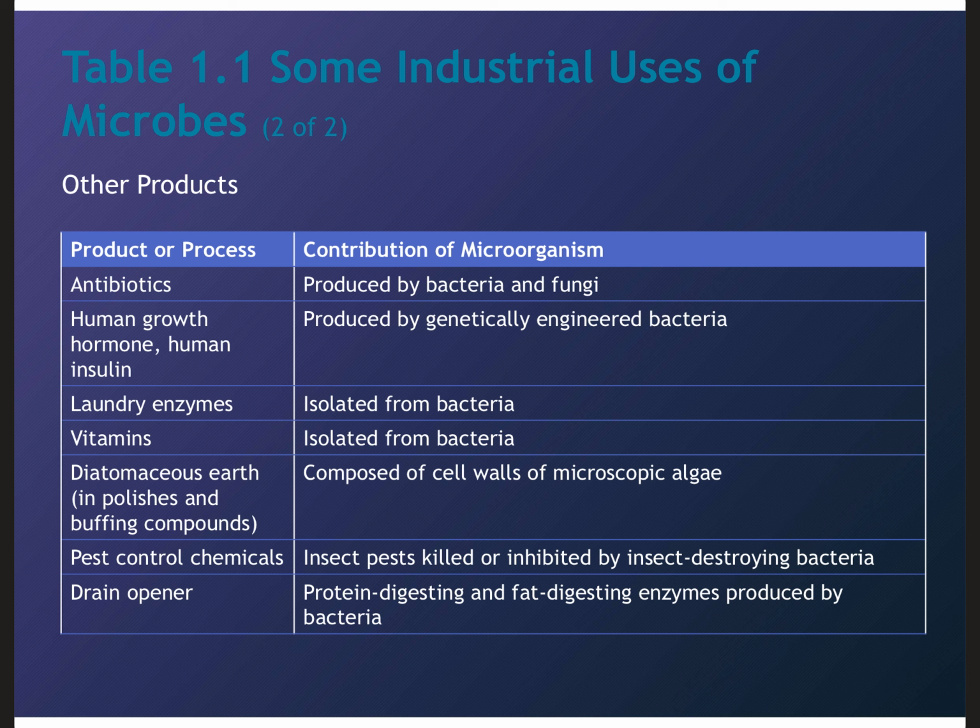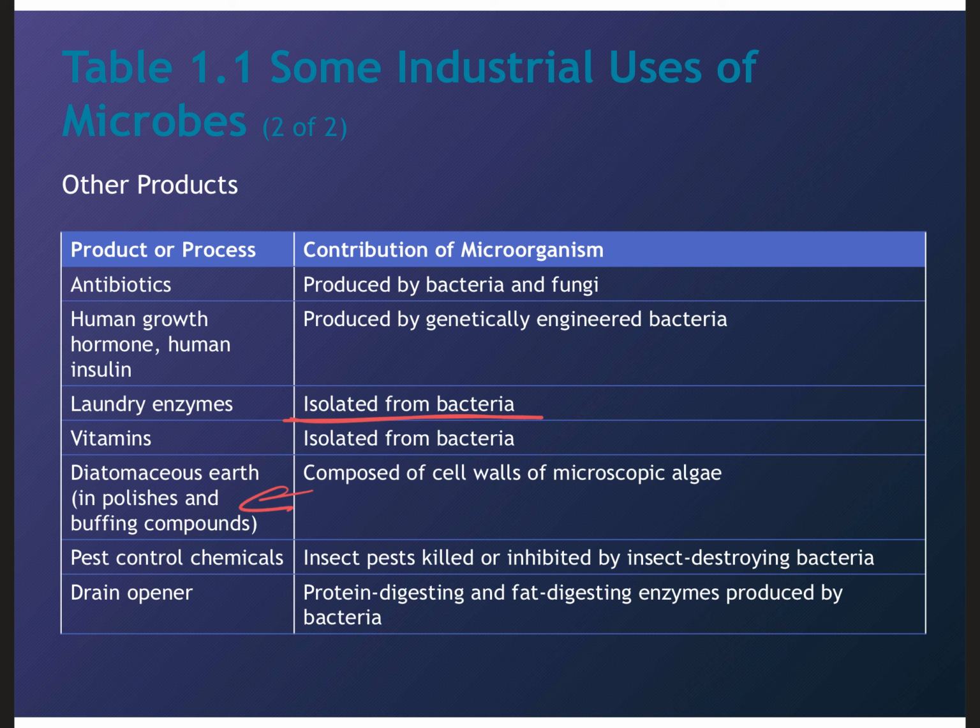Laundry enzymes are isolated from bacteria. The one I think of the most is the pet sprays. Your pet peed on the carpet and you spray it on there, and it smells kind of funky and then it doesn't smell funky anymore. Yeah, that's fine. Vitamins, a lot of times, are isolated from bacteria. Diatomaceous earth is used in polishing compounds. It also will help you keep bugs away in your garden, right? It's a very good way to control bugs because it slices them up like crazy. So, fun facts from Professor King.